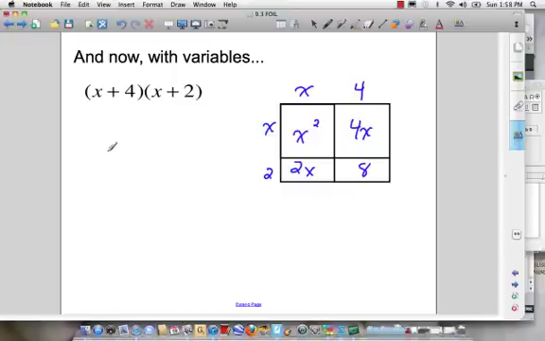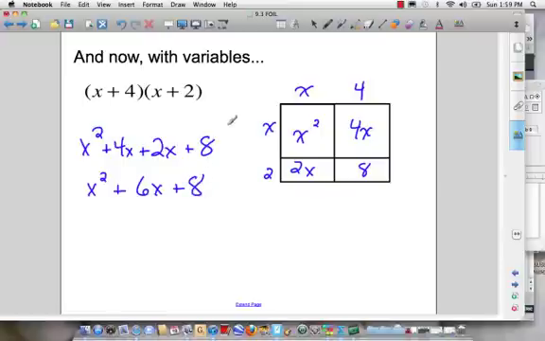So it turns out that regardless of what x equals, you can simplify x plus 4 times x plus 2 into x squared plus 4x plus 2x plus 8. And then we would most often want you to combine like terms. 4x plus 2x is 6x. And when you multiply these two binomials, you get what we call a trinomial, because it has 3 terms once all the like terms are combined.